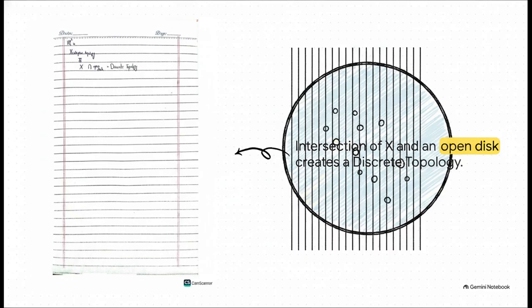and intersect it with a traditional circular open disk? Well, because the vertical strips slice cleanly through the rounded area, it completely shatters the continuous space. The result is a discrete topology. By mixing the rules of our ordered space with the shape of a standard metric space, the continuity breaks down entirely into isolated, discrete points.